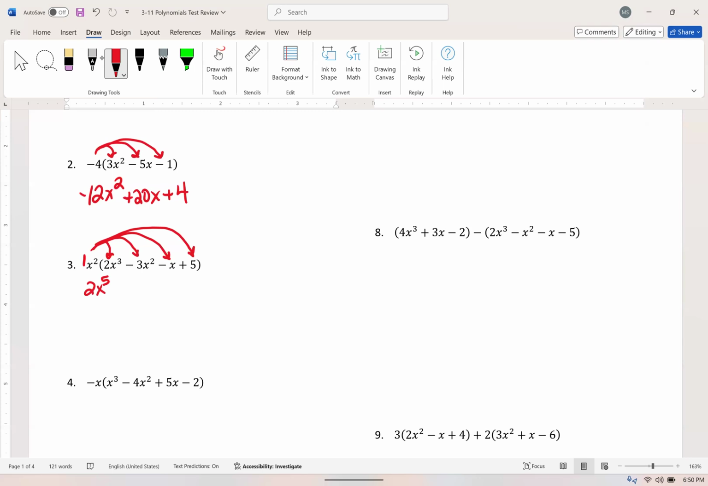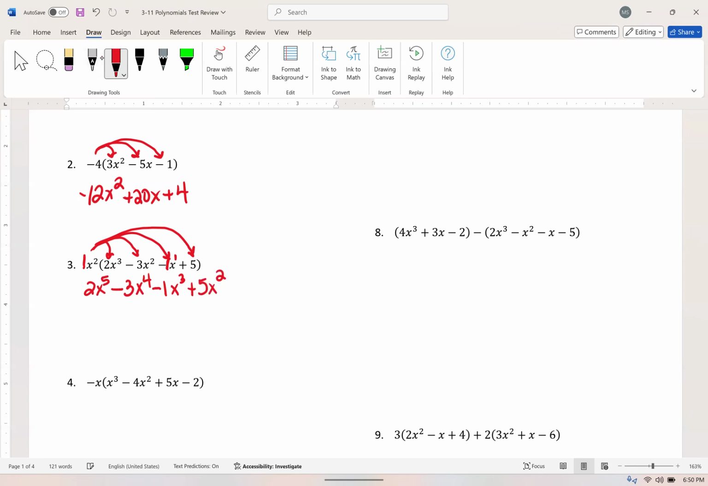All right, now 1x squared times negative 3x squared. 1 times negative 3 is negative 3. X squared times x squared is x to the fourth. All right, on the next one, remember there is an understood negative 1 in front of that x, so we're doing 1x squared times negative 1x. 1 times negative 1 is negative 1. X squared times x. Remember, that's like an x to the first, so 2 plus 1 is 3. And then finally, 1x squared times 5 is 5x squared.